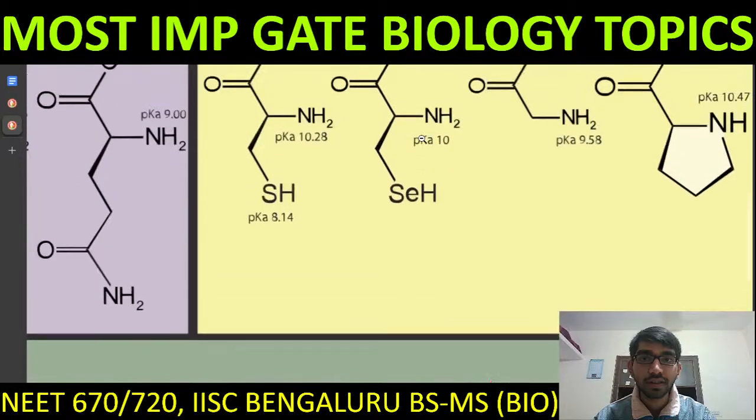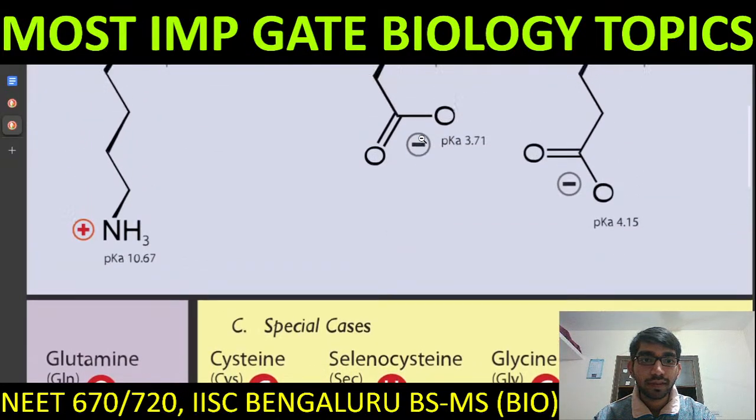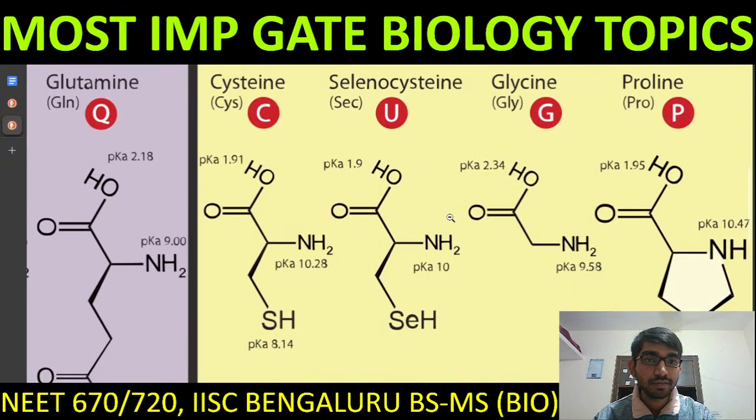So again, let's go back to the structure. We have the glycine here. You can see there is no chiral carbon here. And proline, you can see this has an NH instead of NH2, unlike other amino acids which have an NH2. Here, this ring structure fuses with the NH, leading to the formation of an imino group.